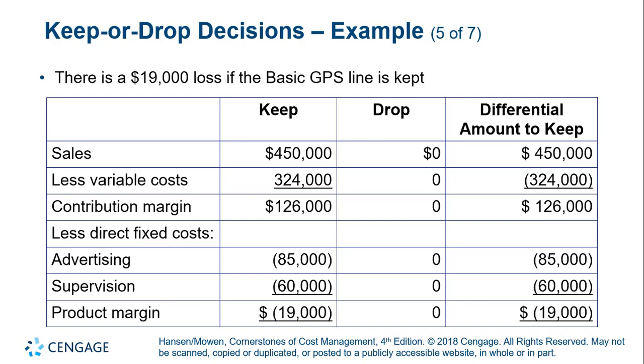In other words, for the contribution margin of 126,000, and then we deduct 145,000, so there is a negative 19,000. Now consider this differential amount to keep of 19,000. Later on, you have to compare this with your other alternative.